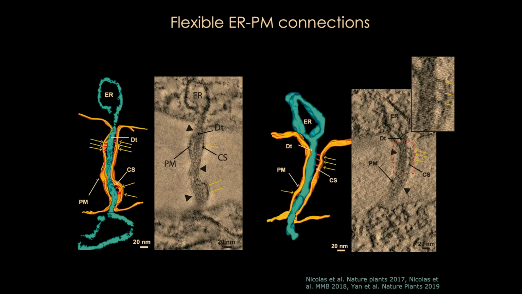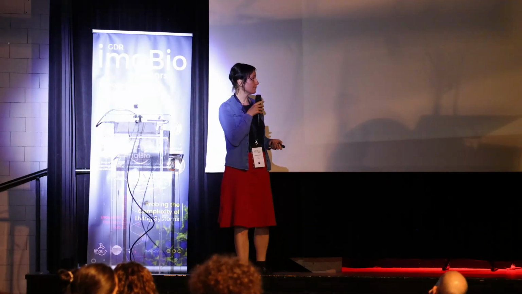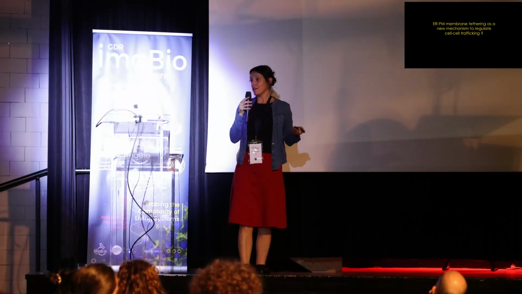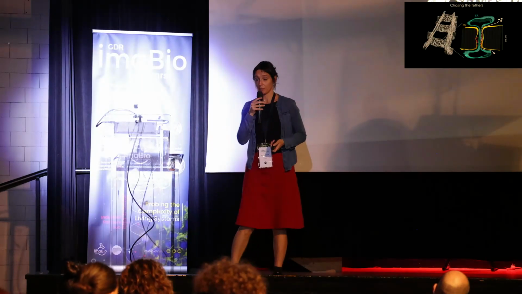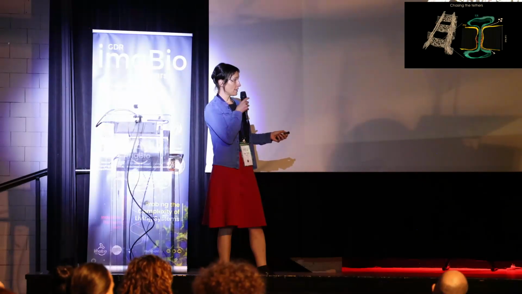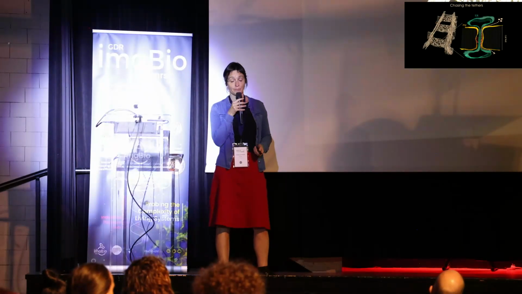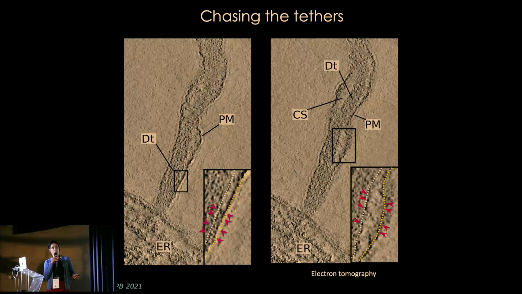And this is where we realized that there must be elements just at the interface between the two membranes that could potentially regulate this spacing. And what if those elements would also allow the regulation of cell-to-cell trafficking between plant cells? So we went after those elements that are in red here, that we call tethers. And those elements we can actually see in electron tomography, here in what I call extended form or compact form.